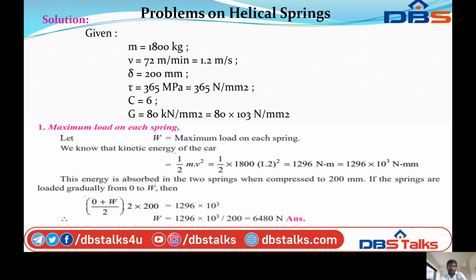This energy is absorbed in the two springs when compressed to 200 mm. If the springs are loaded gradually from 0 to W, then (0 plus W) by 2 into 2 into 200 is equal to 1296 into 10 cube. So finally, calculating, W is equal to 1296 into 10 cube divided by 200, that is equal to 6480 newtons. So W is equal to 6480 newtons.